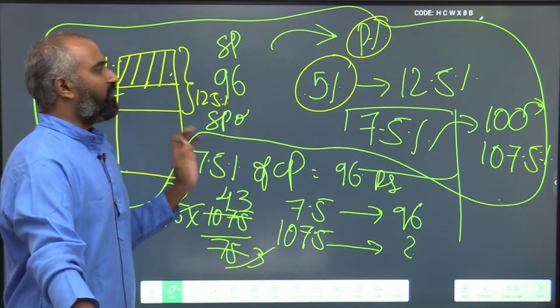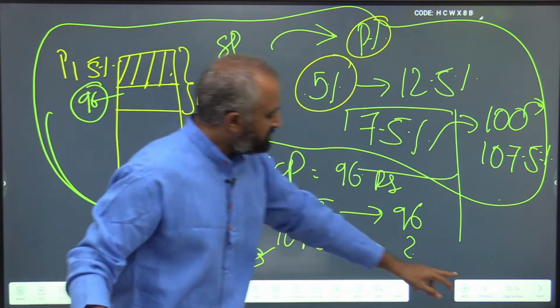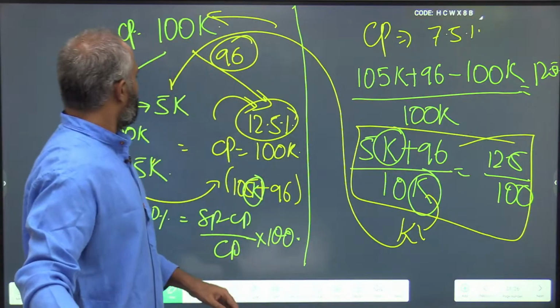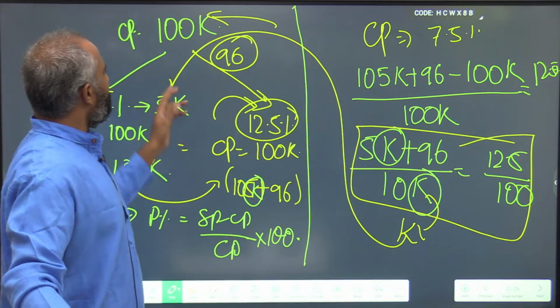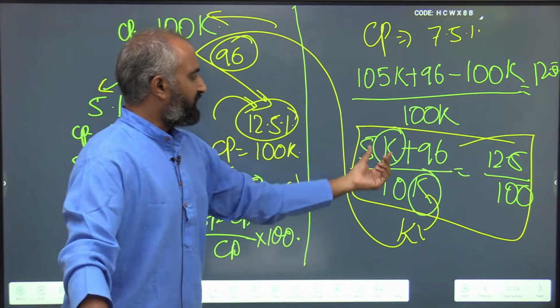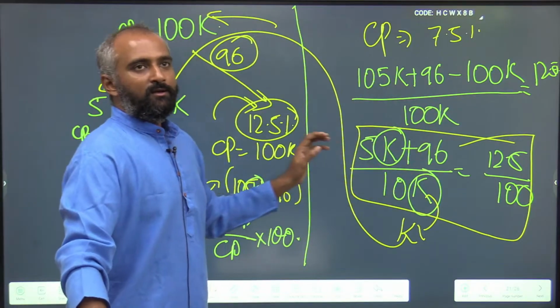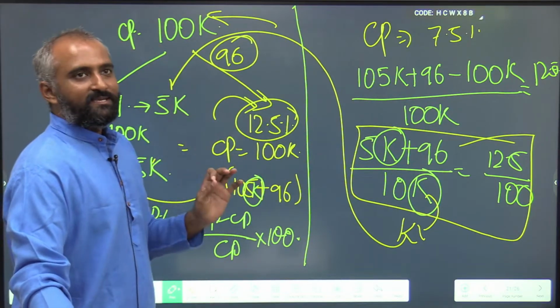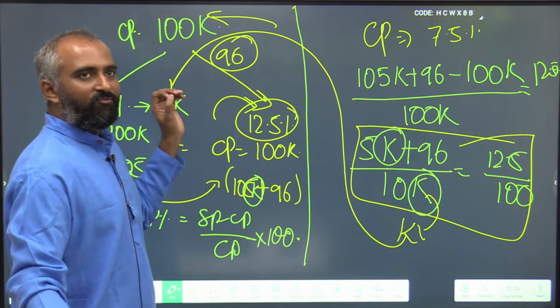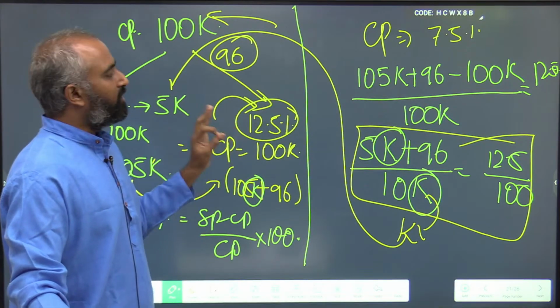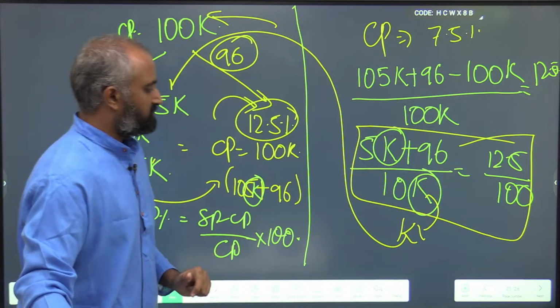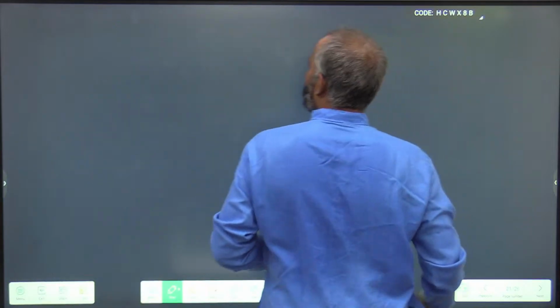So compare this with the formulaic approach. You need to find out the CP, you need to find out the k value, and then almost all of you will agree that the formulaic approach is one of the worst ways to solve profit and loss. Okay, so let us see one more.